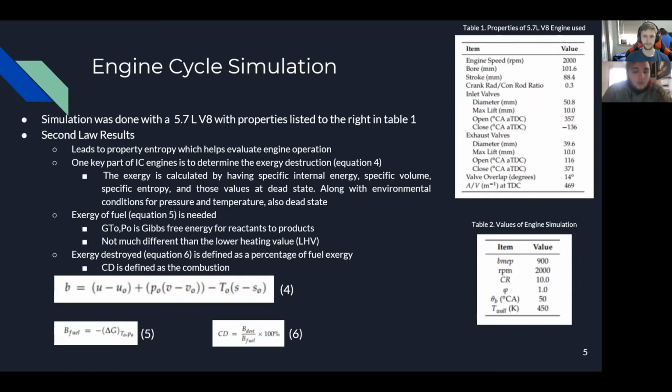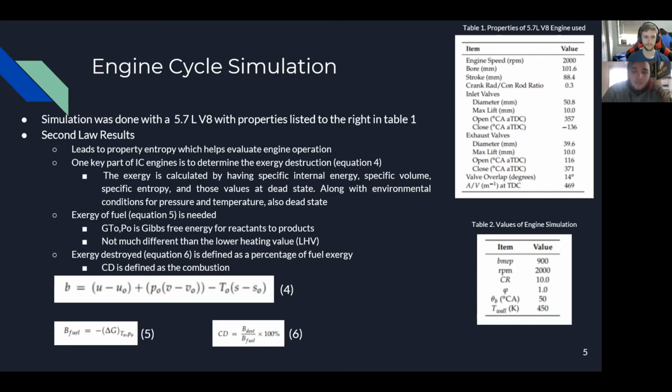The fuel used was isooctane, and a large part of these internal combustion engines is the exergy destruction, which is being determined pretty much from the same equation that we have defined in class, shown in equation 4 below, with U being specific energy, V being specific volume, and S being specific entropy. And the O values are obviously determined at the dead state.